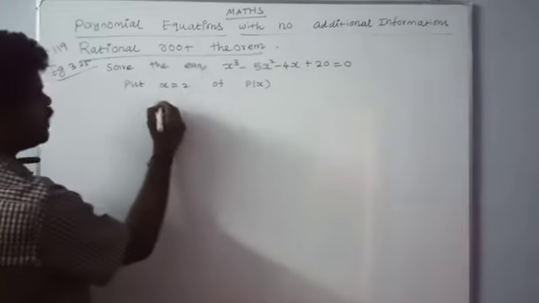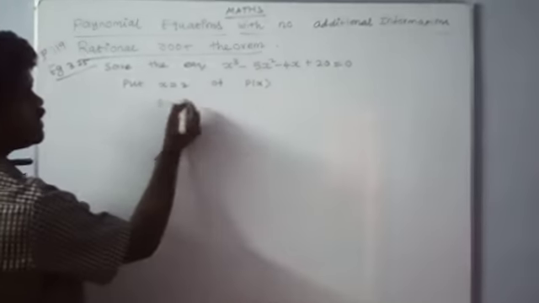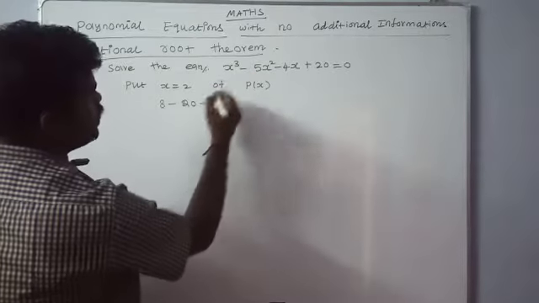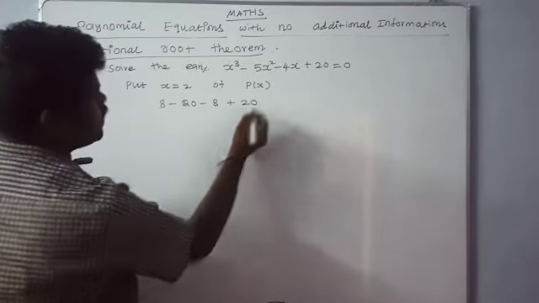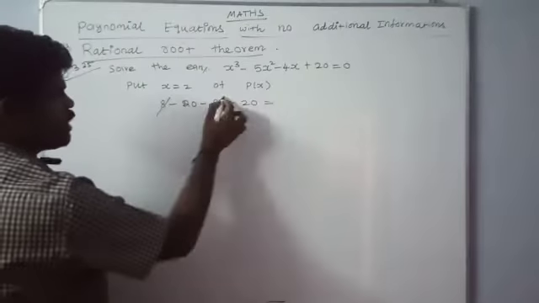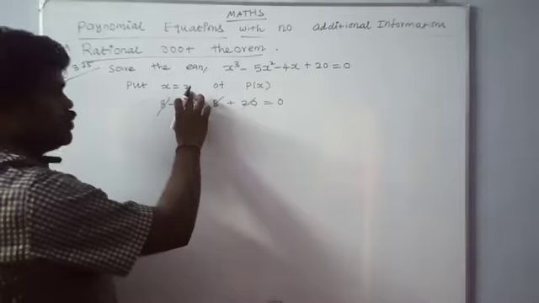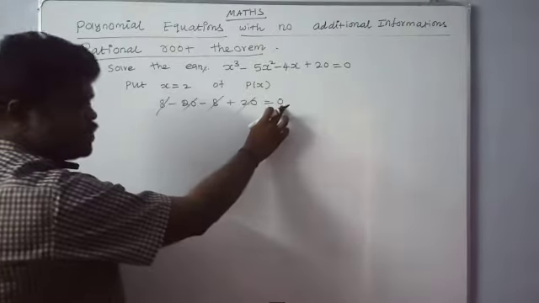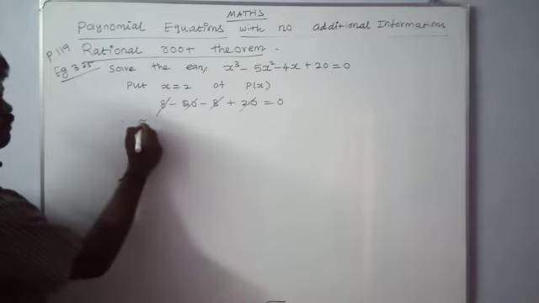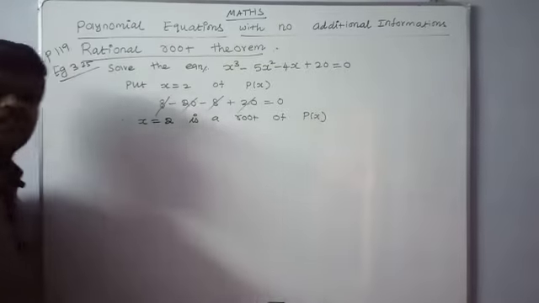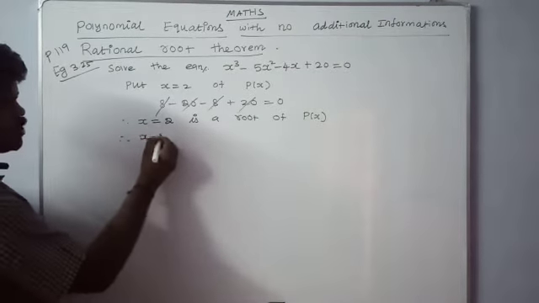Now x equal to 2. What is the value? 8 minus 5 into 4, that is 20, minus 4 into 2, that is 8, plus 20. The 8 minus 8 cancel and the minus 20 plus 20 cancel. The value is 0. So p of 2 is 0. We confirm x equal to 2 is a root of p of x. Therefore, x minus 2 is a factor.